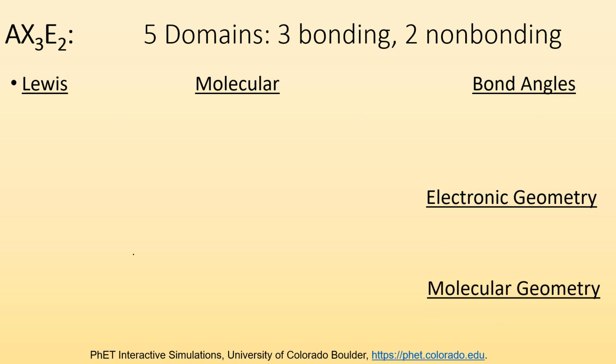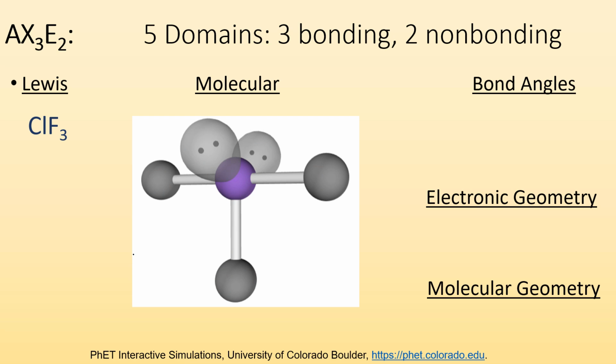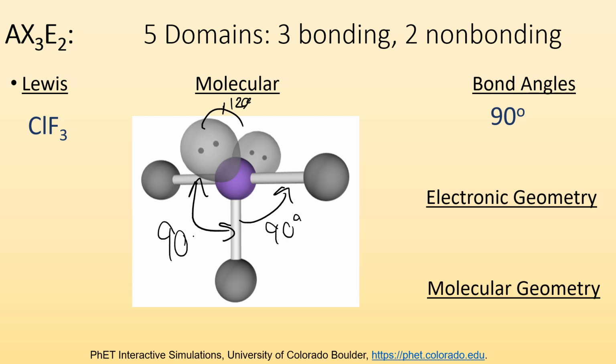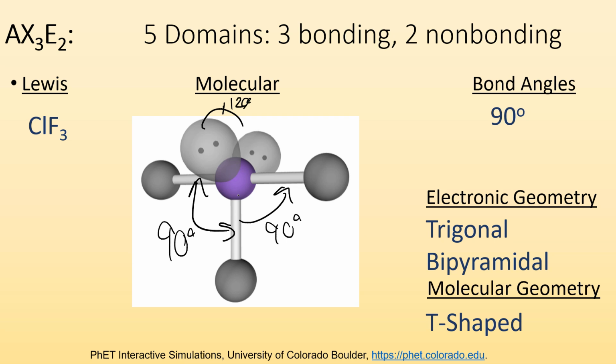Anyway, 5 domains again, this time 3 bonding, 2 non-bonding. An example could be ClF3. So again, the electrons are going to go where they have the most room. Instead of going at the poles where they have 90 degrees of separation, they're going to go along the equator where they have 120 degrees of freedom. The bond angles here are only 90 because bonds are between atoms, so the only bond angles we have are 90 degrees. Electronic geometry is still trigonal bipyramidal, but the molecular geometry here is T-shaped. You can see that we made a big old T.